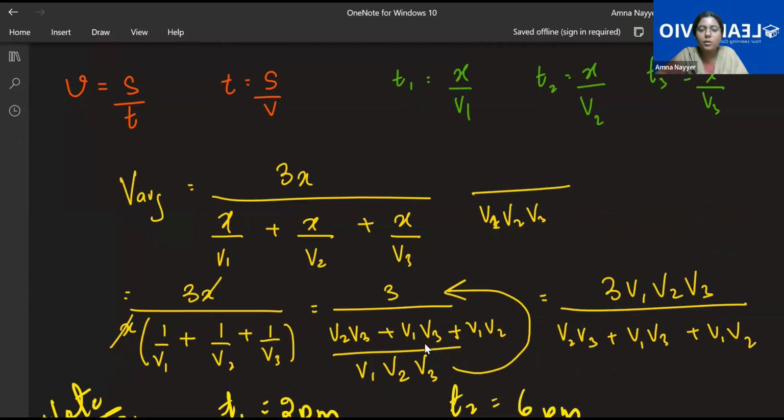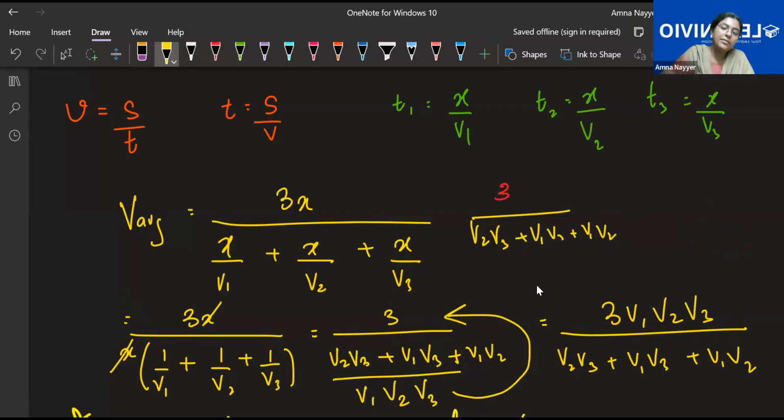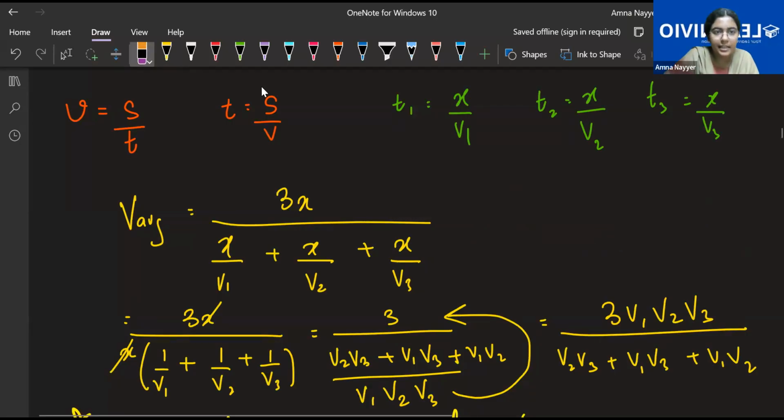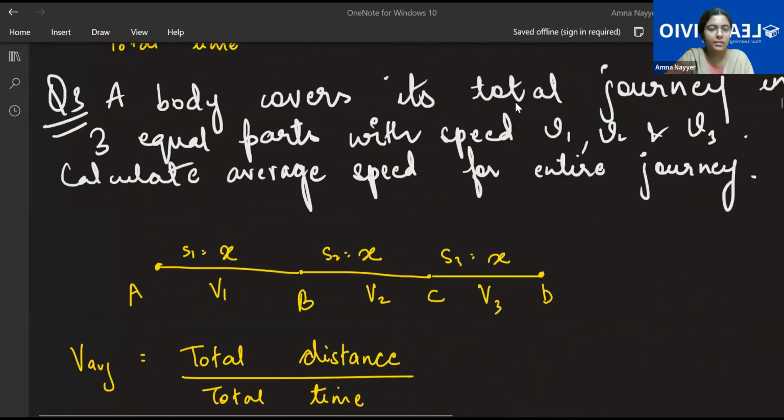And when you have the denominator, it's like 3 by this whole term, v2 v3 plus v1 v3 plus v1 v2, and they are further getting divided by v1 v2 v3. So this goes up to the numerator. That's why I've written the final answer like this. Is it clear, Pura? Or should I repeat once more? Any portion that you didn't understand in this? Tell me, Pura. Clear? Okay then. Please write it, all of you.